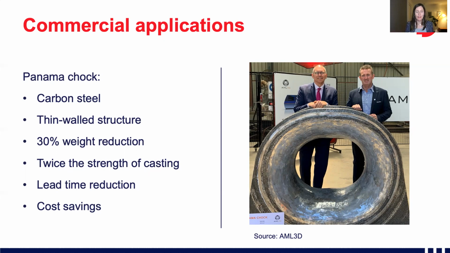It's typically cast and it has a very long lead time, which is a bit annoying for Keppel. So what AML was able to do is make this as a thin-walled structure, and as a result was able to reduce the weight by 30%, which for shipping is a really big deal. The final product from AML ended up being twice the strength of the casting, which is significant. So really, you probably could have reduced the weight even more.